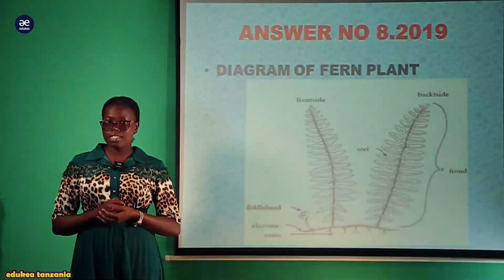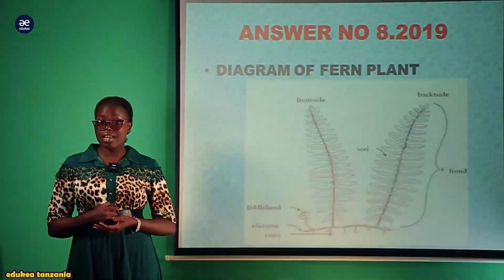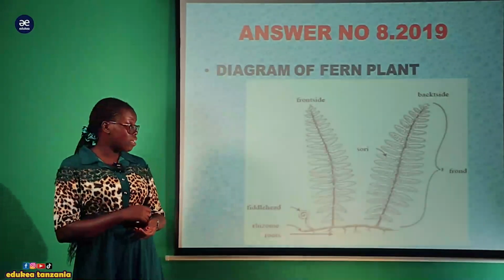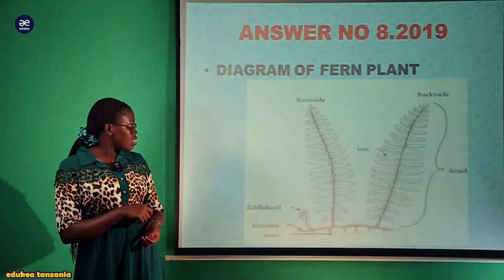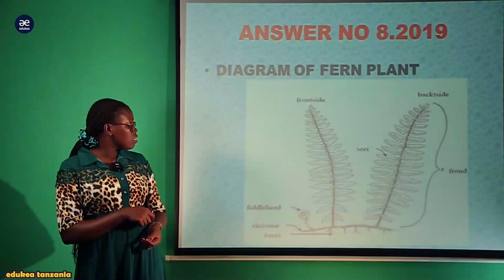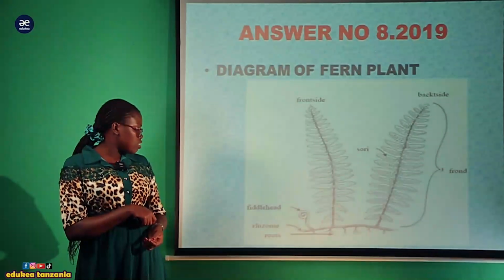Now let us answer our question. Question Roman A needs you to draw a well-labeled diagram of the fern plant and label only 4 parts. Here I have labeled more than 1 part. It is 4 parts. There is the frond, there is the sori, there is the rhizome as well as the root.